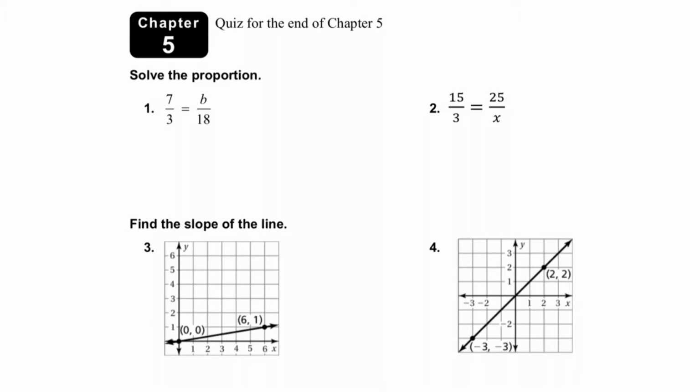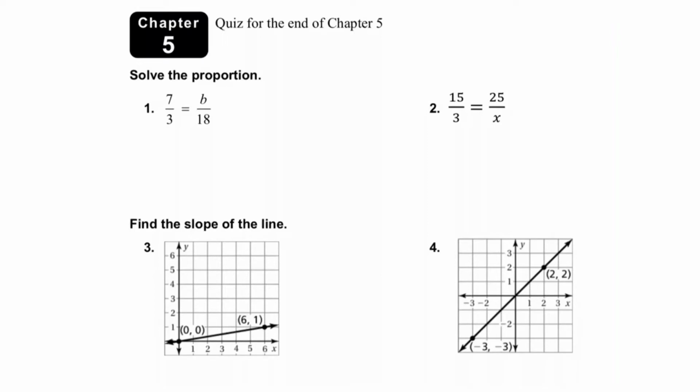So for number 1, you could just do the mental math. For number 2, you're either going to have to use cross products, or you could simplify the first ratio and then use mental math. For 3 and 4, remember you're finding the slope of the line. Rise over run works for both of these. Remember to simplify. Once you get it in fraction form, simplify it.